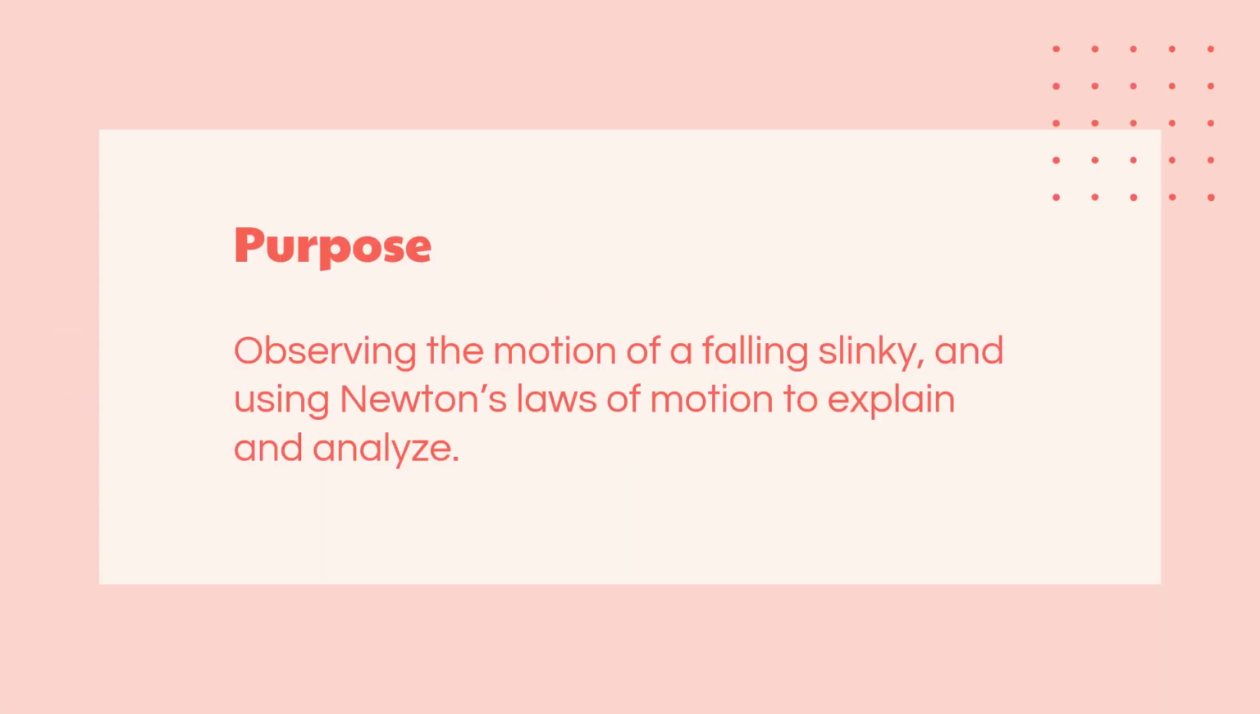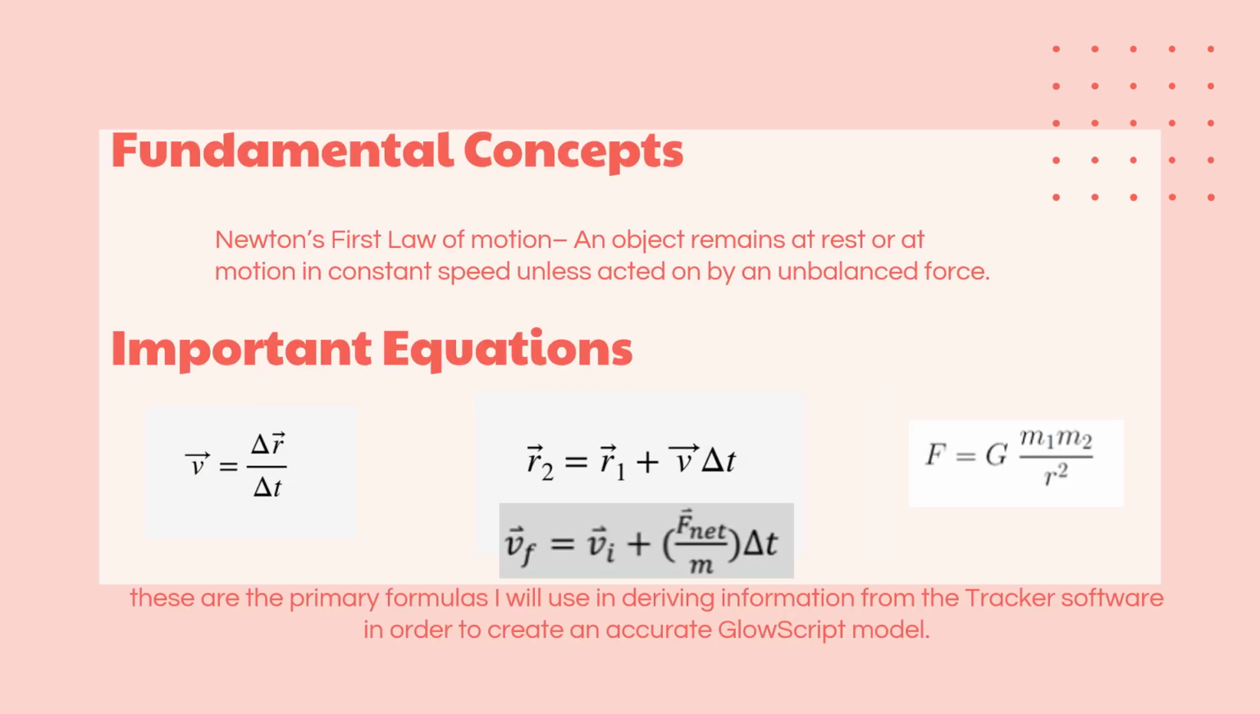So the purpose of this lab was to observe the motion of a falling slinky, explain and analyze it using Newton's laws of motion. The fundamental concepts here: Newton's first law of motion, that an object remains at rest or in motion at constant speed unless acted on by an unbalanced force. Some important equations to keep in mind are the position update formula and the velocity update formula, as well as that velocity is the change in position over the change in time. And finally, gravity, which since we're close to the surface of Earth can be simplified to force of gravity equals mg.